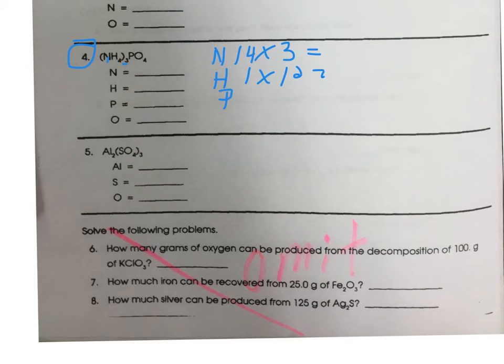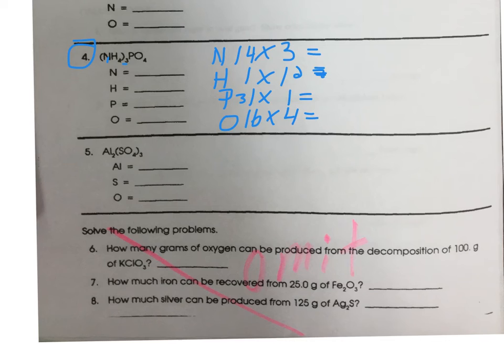Phosphorus. How much does phosphorus weigh? 31. And we have how many of them? 1. So that's going to equal 31. All right, then we have oxygen. It weighs 16. Very good. And how many do we have of them? 4. Very good. Now remember here, you have 2 different objectives. Your first objective is to figure out how much total the element you're looking for is, your molar mass. Your second objective is to figure out the molar mass of the whole compound. That way you can find the percent.